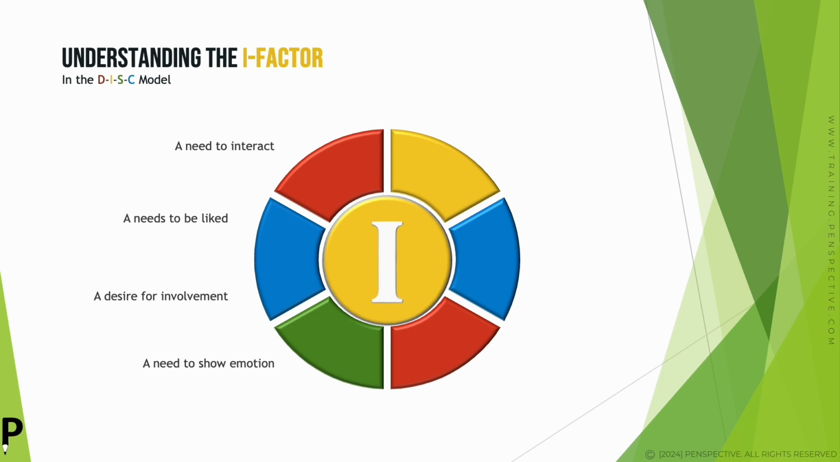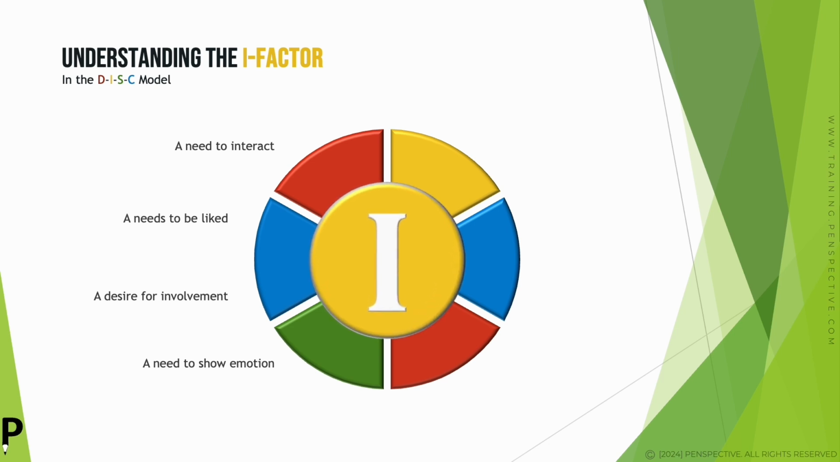Overall, understanding the I factor in the D.I.S.C model provides insight into individuals' social tendencies, need for approval, level of involvement in social activities, and emotional expression. By recognizing these traits, we can better understand and effectively communicate with individuals with a dominant I factor.